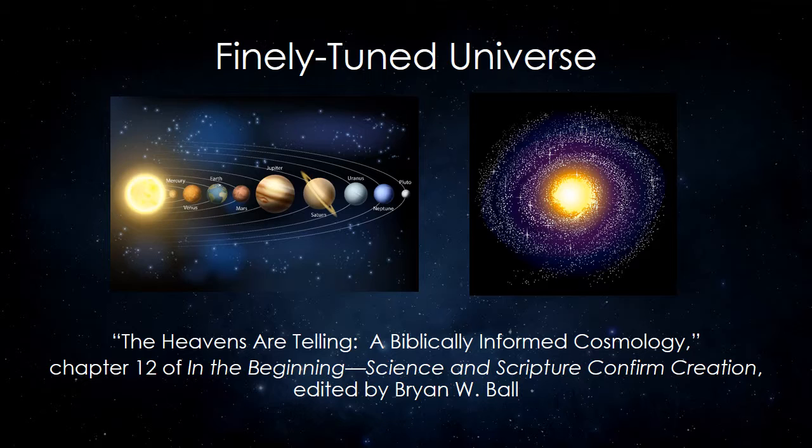But it's not just living things that show evidence of a designer. Our solar system, the Milky Way galaxy, and the universe itself do too. Sometimes we talk about the fine-tuning of the universe. What we mean is that there are lots of universal constants that have to be that way in order for life to exist on Earth. Let's look at some of them that are described in The Heavens Are Telling.